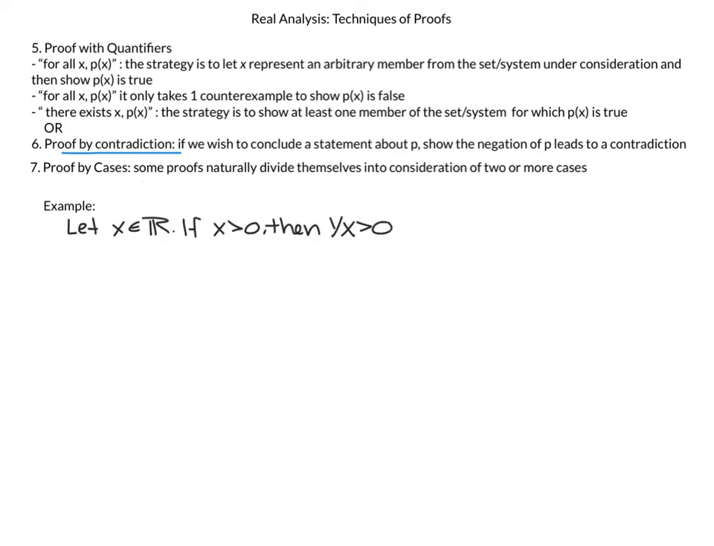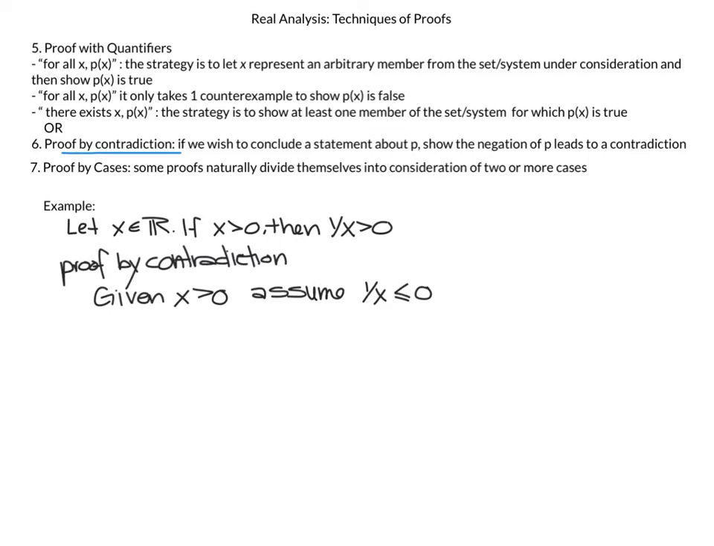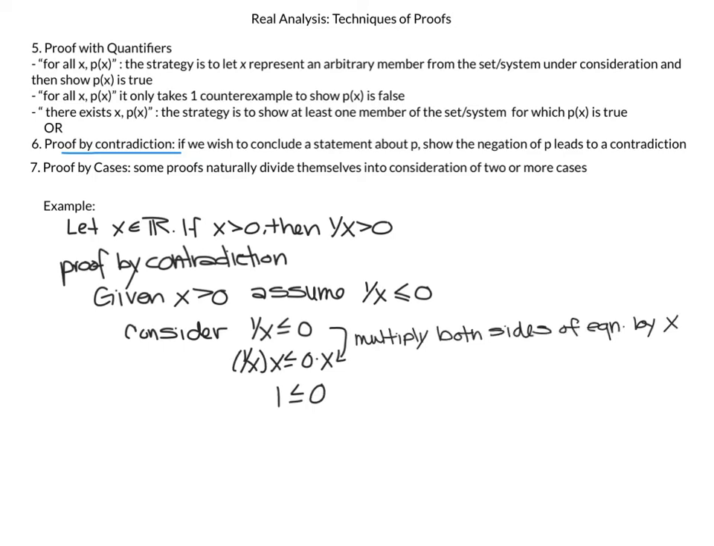Here we have another proof by contradiction. Let x be a real number. If x is greater than 0, then 1 over x is greater than 0. If we do this by contradiction, we're given that x is greater than 0, and we want to assume that 1 over x is less than or equal to 0. So we're going to consider 1 over x is less than or equal to 0. We're going to multiply both sides of this inequality by x, and then we get 1 is less than or equal to 0, which is obviously a contradiction.